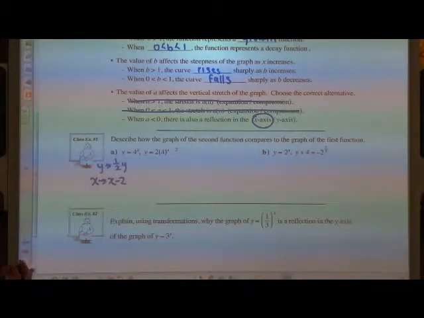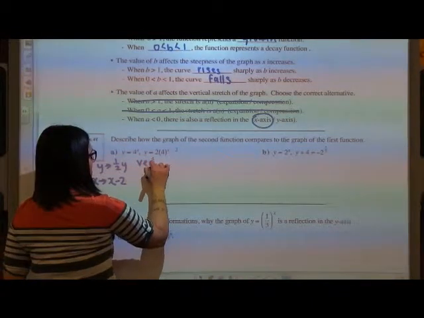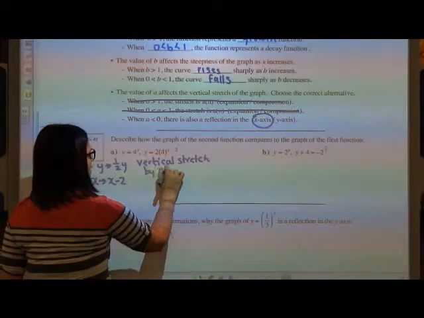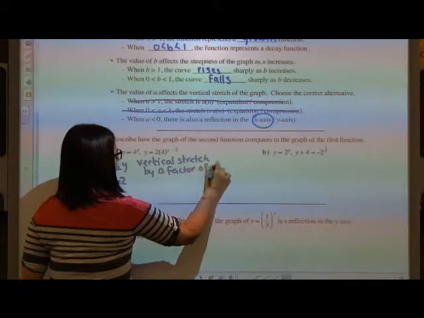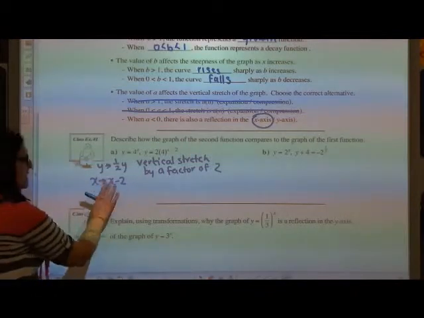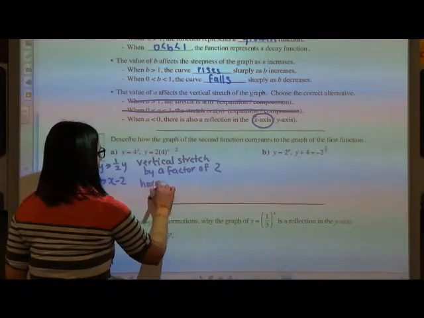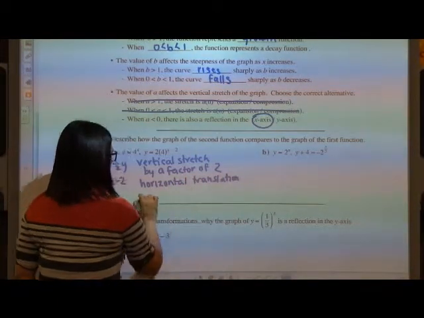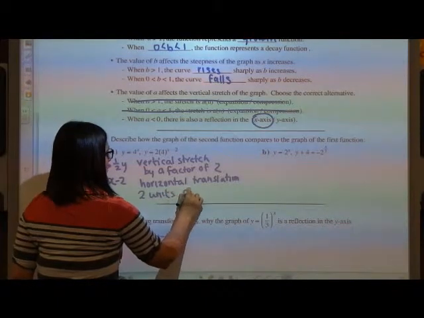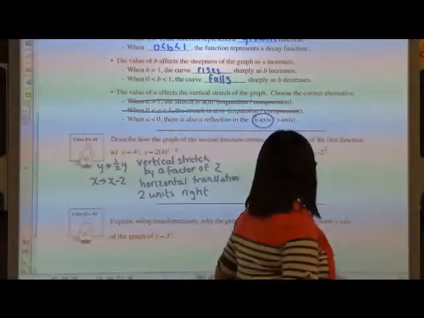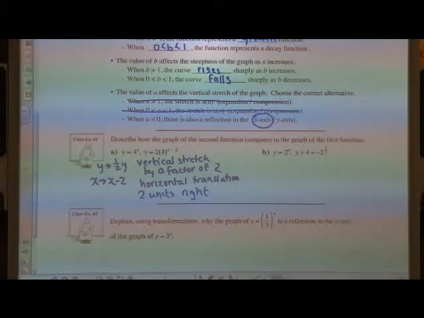The 1/2 y, that's my vertical stretch by a factor of 2, because it's the reciprocal of whatever my replacement is. And then this x minus 2 becomes a horizontal translation 2 units to the right because it's that minus. Okay, so if you want, take a look at B and see if you can do B before you watch the example through it.